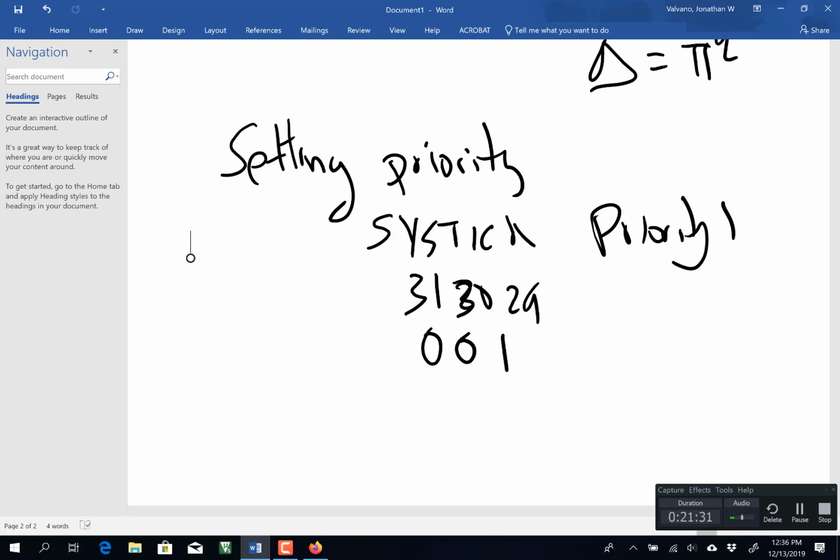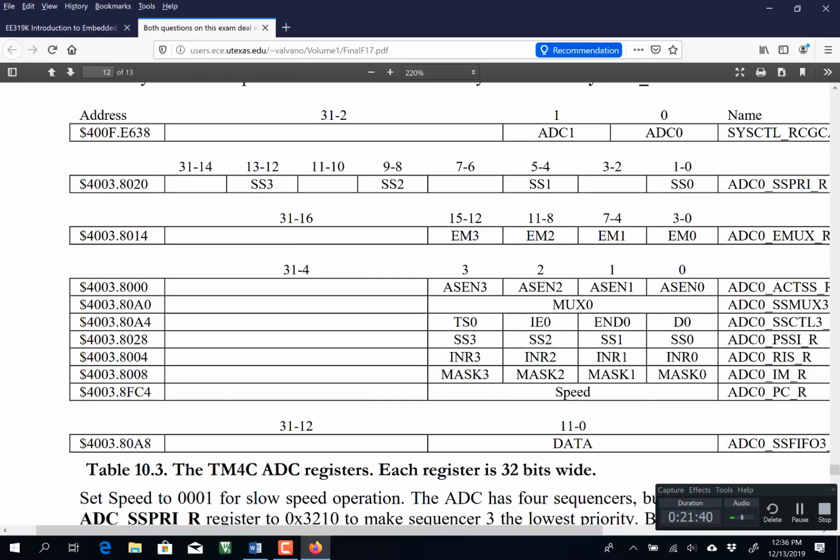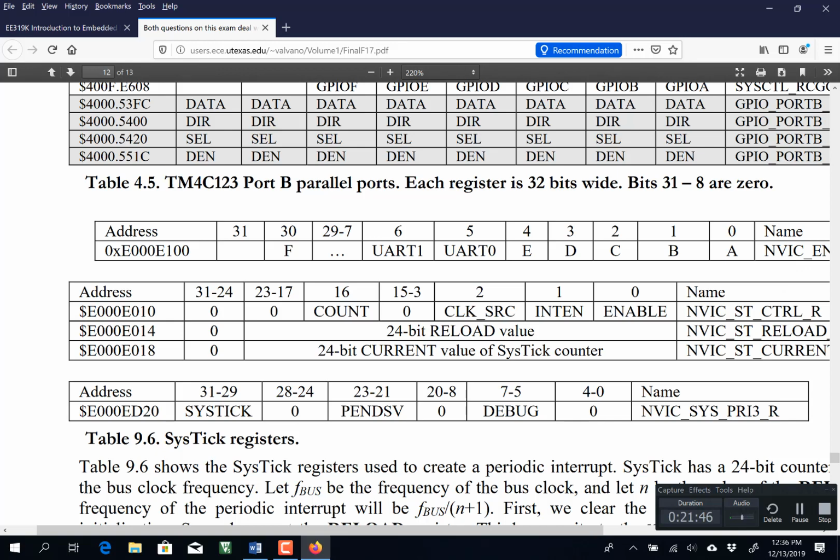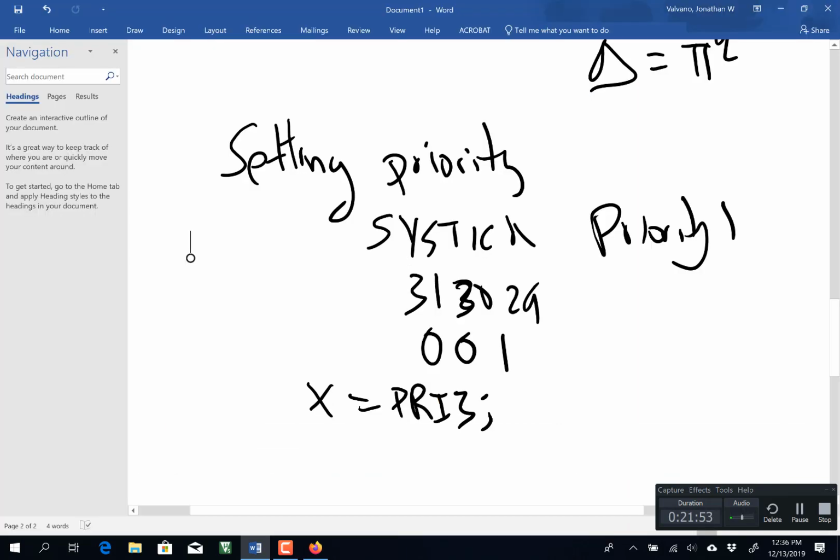I'm going to shorthand this. If I go x equals pri 3, and by pri 3 I mean that whole big thing, nested, vectored, interrupt, underline SysTick, underline pri 3. What I get is the original values. Do you know what the original values of the priority register are? You have no idea what your lab partner did.